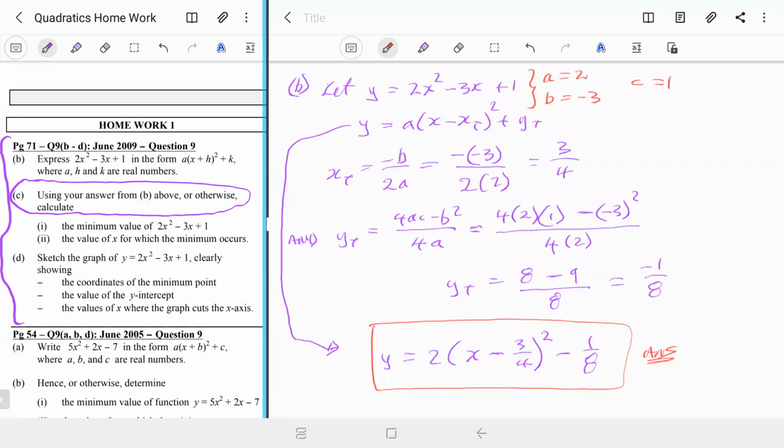C says using our answer from B above or otherwise, we want to calculate the minimum value, which is really the YT value. And the question says, or otherwise, meaning it can be done another way. Why do it another way? We cannot do it from what we have. And we want to calculate the value of X for which the minimum occurs. So they're asking for the X. This one is asking us for the YT. This one is asking us for the XT. It's a matter of writing down those two values. But we're going to write total statements for the purpose of the class.